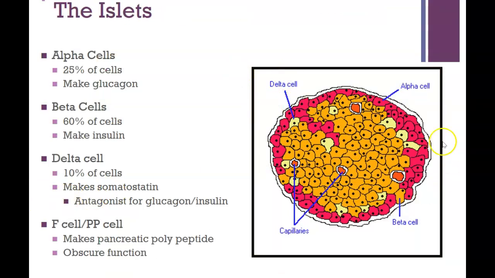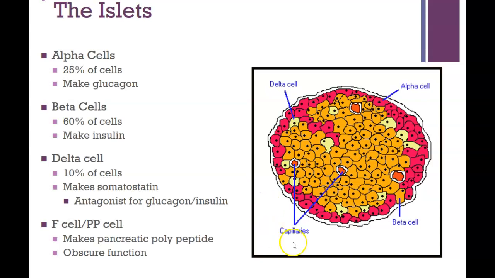This is just a little schematic showing you an organization of these cells. About 25% of the cells in the islet of Langerhans are alpha cells that produce glucagon. 60% are beta cells that make insulin. The delta cells are what make somatostatin, and somatostatin is what helps turn off or stop a lot of digestive processes. With regards to insulin and glucagon, it turns off their activity. It actually acts as an antagonist for them.